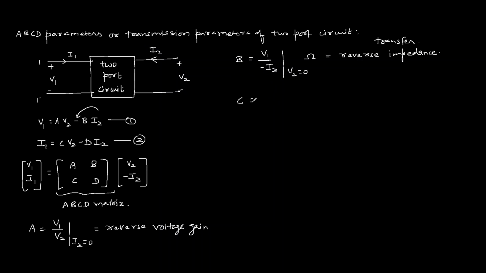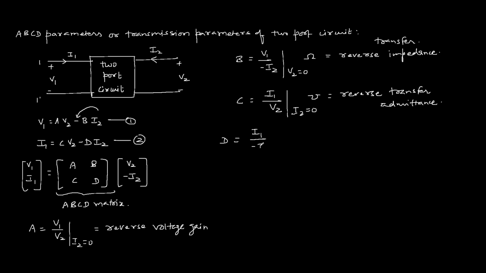Now C is I1 over V2 when I2 is 0, or port 2 is open circuited. Its unit is mho, and it is called reverse transfer admittance. Because it is the ratio of current of input port to the voltage of output port, or the admittance is transferring from output port to input port.